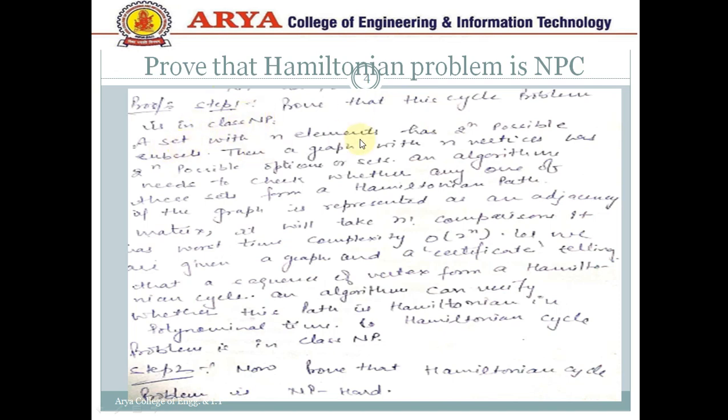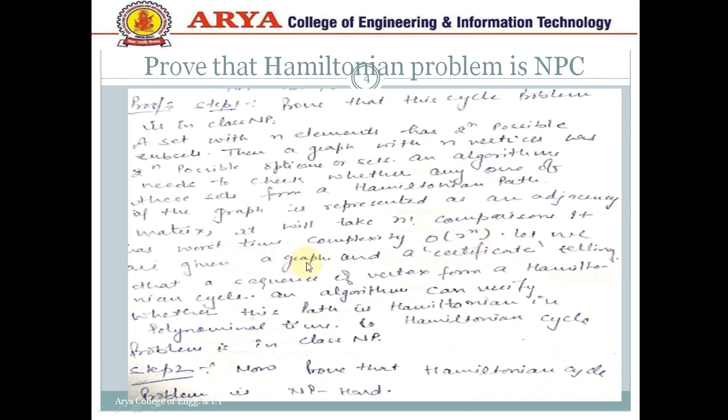A set with n elements has 2 to the power n possible subsets. Then for a graph with n vertices, 2 to the power n possible sets are present. An algorithm needs to check whether any one of these forms a Hamiltonian path or not. If the graph is represented as an adjacency matrix, or we can say a neighbor matrix, it will take n factorial comparisons. It has a worst-case time complexity of the order of 2 to the power n.